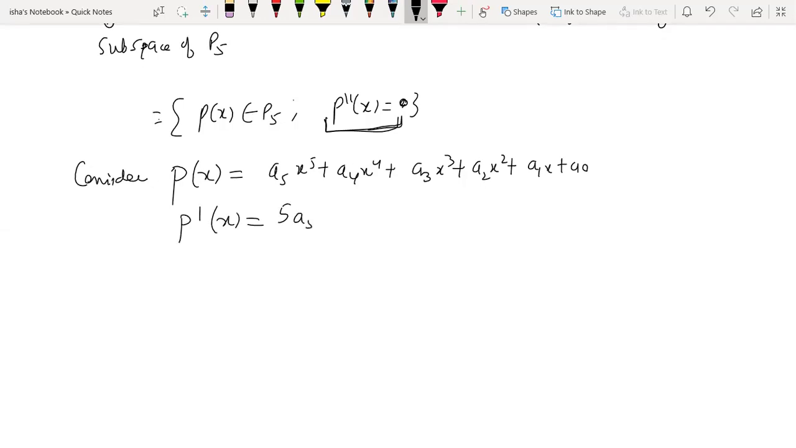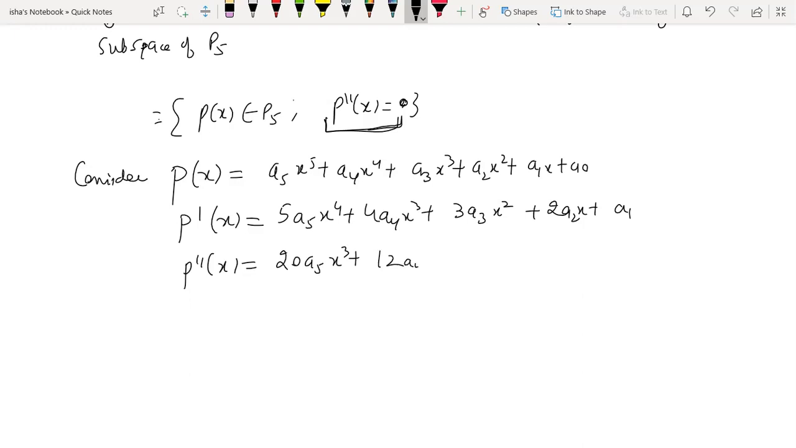p dash is 5a5 x^4 + 4a4 x^3 + 3a3 x^2 + 2a2 x + a1. And what is the second order derivative? 20a5 x^3 + 12a4 x^2 + 6a3 x + 2a2, right? So you have to put p double dash x equal to 0.